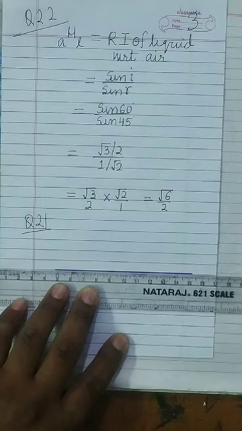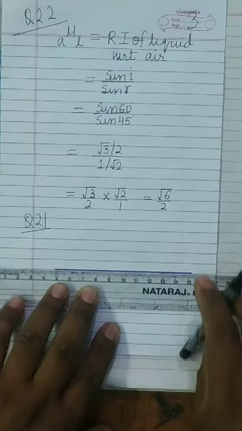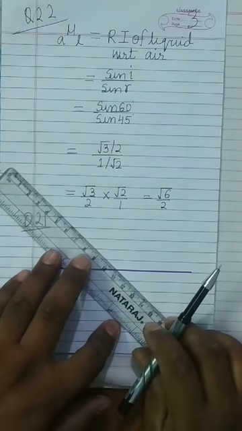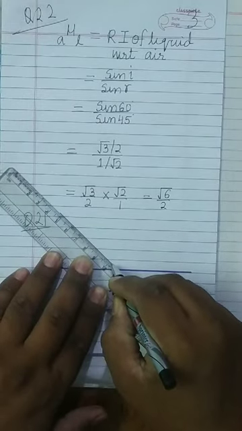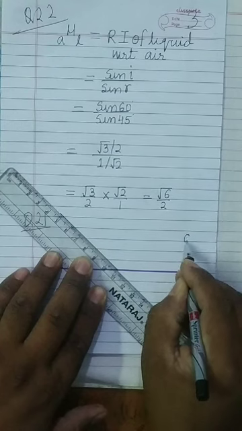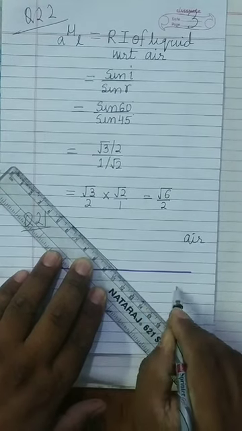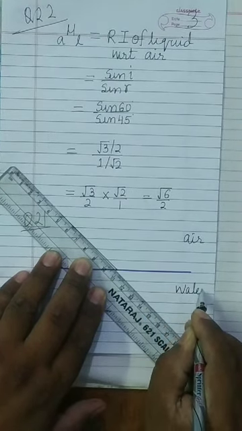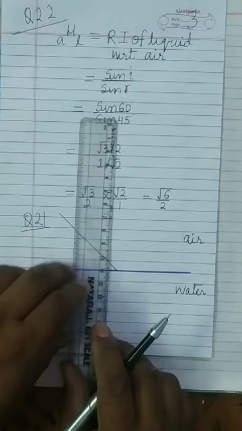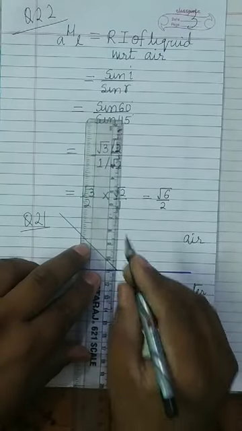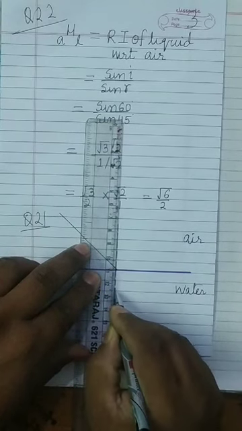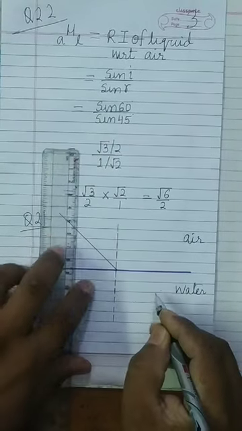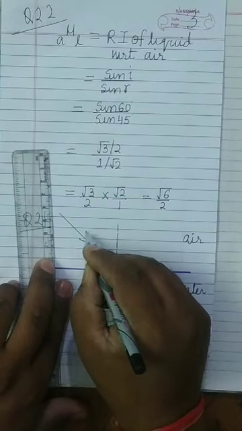Now you can see here, this is the incident ray. It is air to water, meaning going from rarer to denser. That we know, water is denser. You draw the normal. For completing, you draw the normal. Arrows are very, very important.